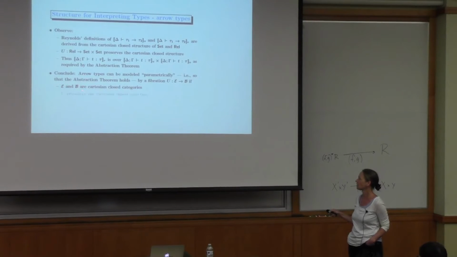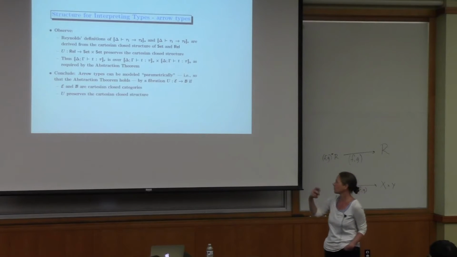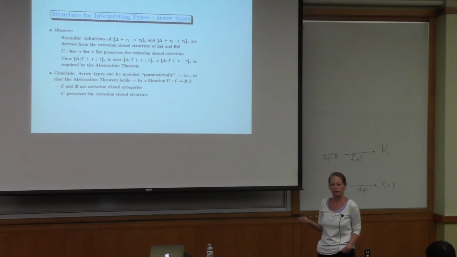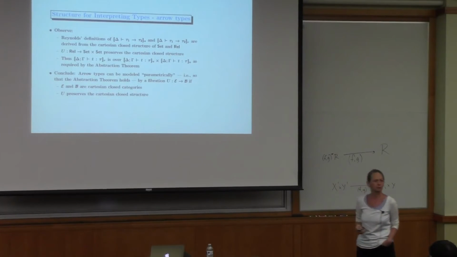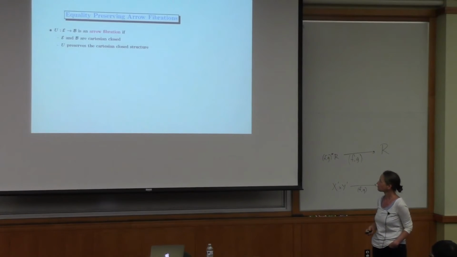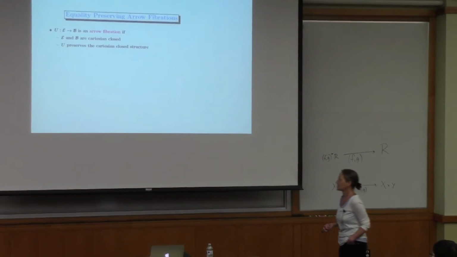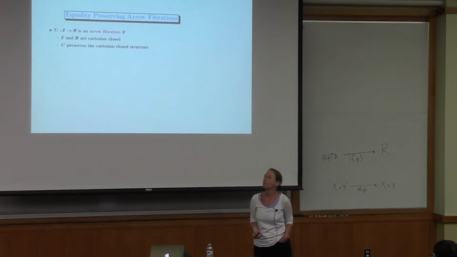So we'll just require that our fibration is between Cartesian closed categories, and we'll require that our fibration preserves the Cartesian closed structure. Like I said, it's just what Reynolds did, but we're doing it explicitly. Okay? Since that's what we want, I'm just going to give it a name.